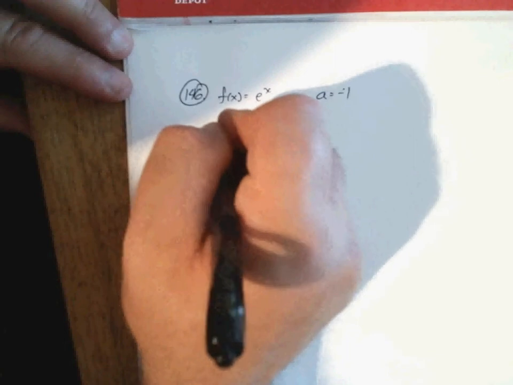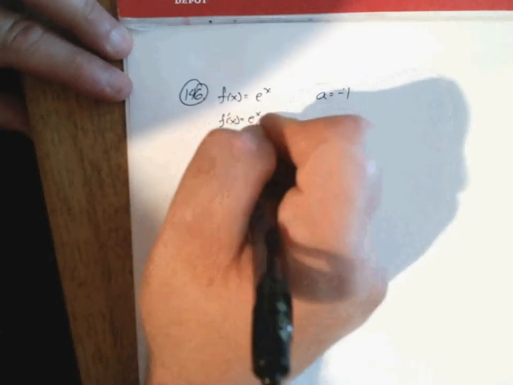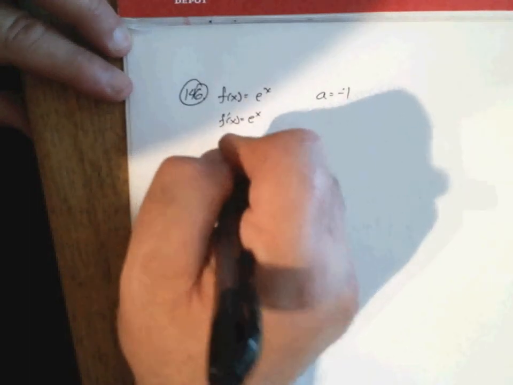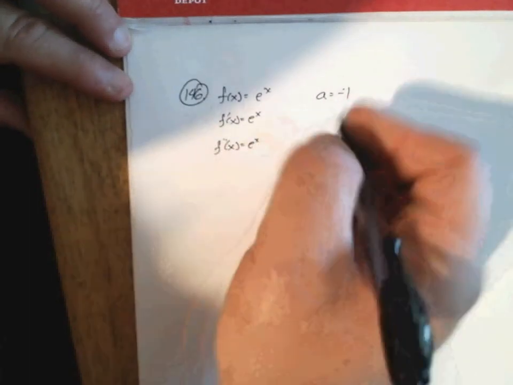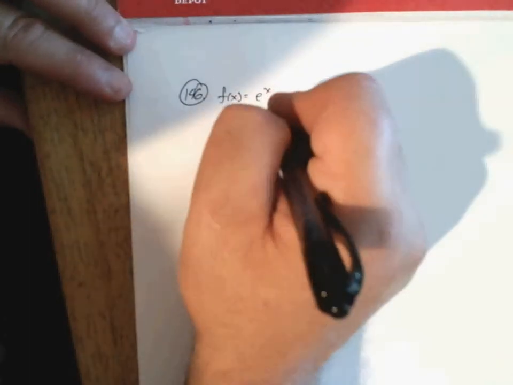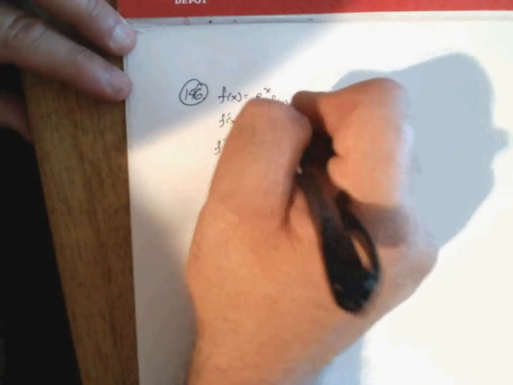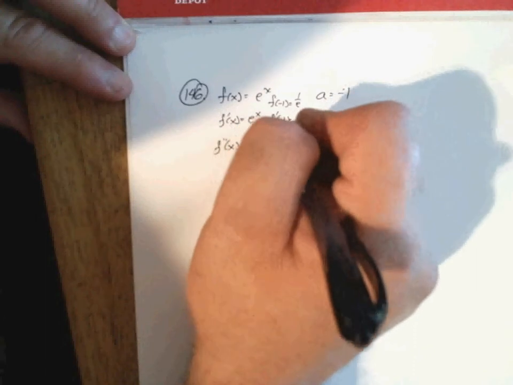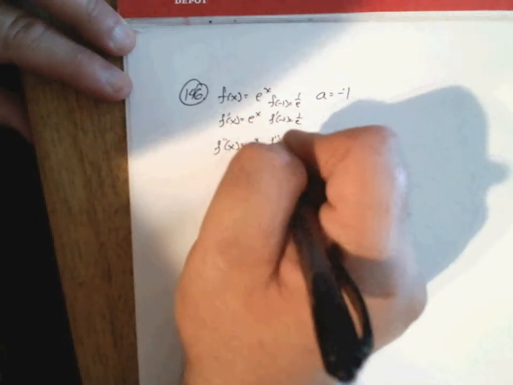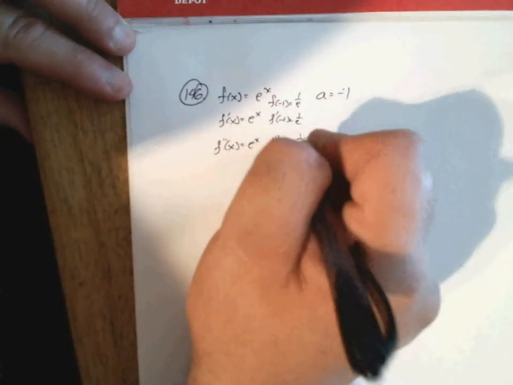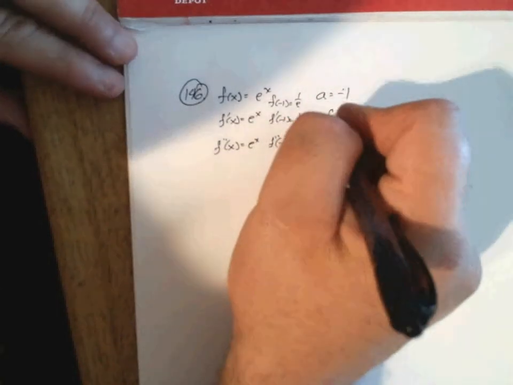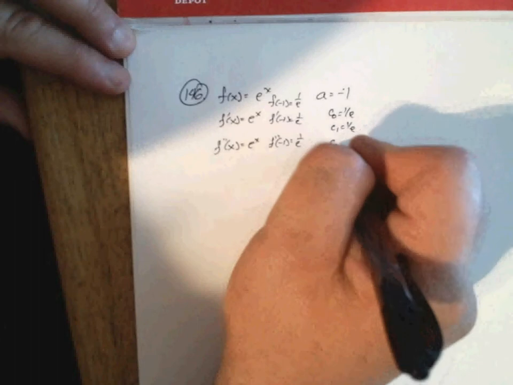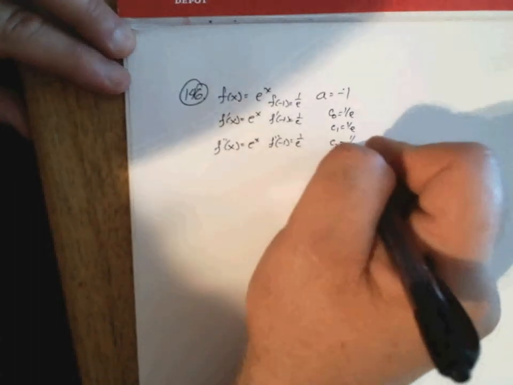We're asked to do the power series, the Taylor series, for f of x is e to the x centered at a equals -1. So take the derivative. Of course, what you very quickly realize is all the derivatives are the same, aren't they? So when you evaluate this at -1, you get 1 over e. F prime at -1 is 1 over e. F double prime at -1 is 1 over e, and so on and so forth.